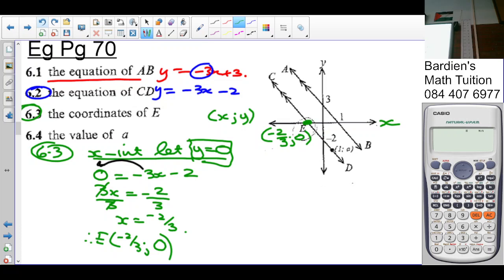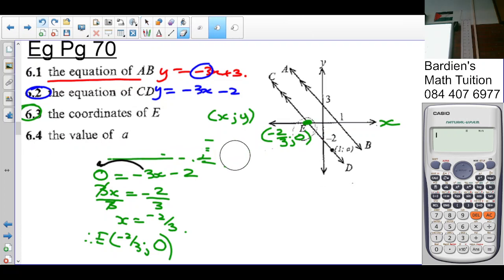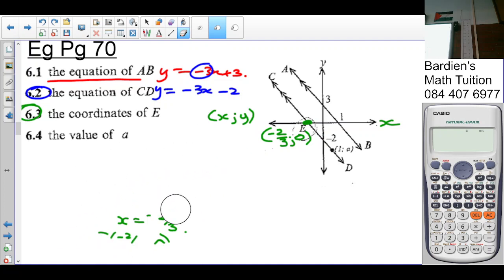And the last question, they want you to determine or find the value of a.